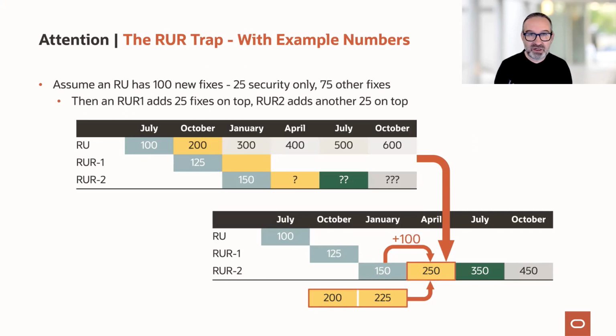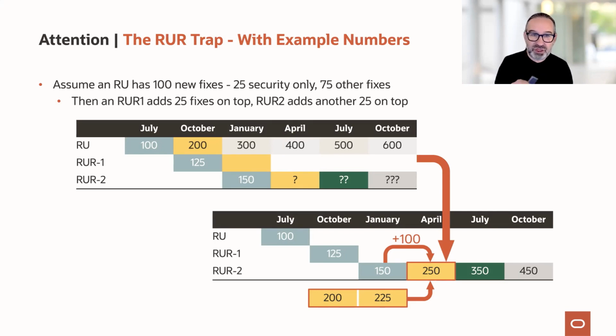So let's do a quick experiment, and let's assume every release update, every RU, would contain 100 new fixes. And 25 of these 100 new fixes are security content. Let's limit it and restrict it only to security content. That would mean in the first picture, with every RU, I get 100, 200, 300, 400, 500. So every time 100 more fixes. Whereas in the release update revision track, I get only the 25 security fixes.